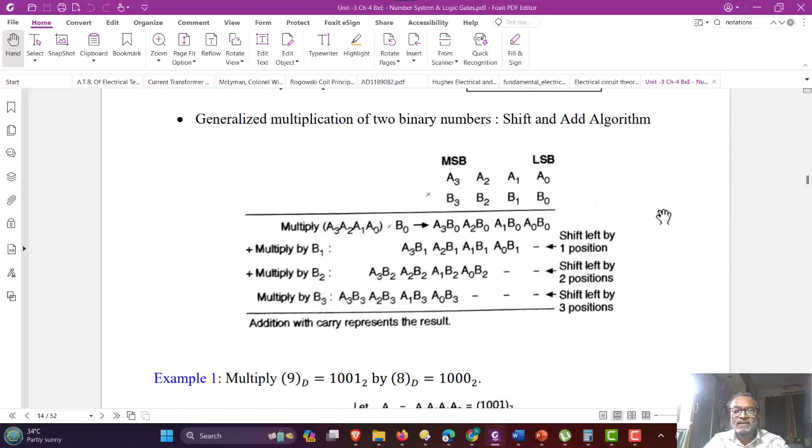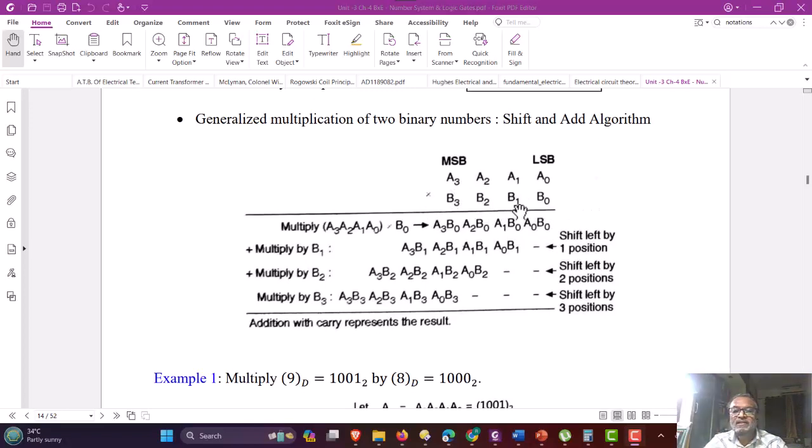So what we do normally in multiplication, we multiply bit by bit. First we take bit B0 and multiply number A, that is A0, A1, A2, A3, by bit B0. So B0 multiplies A0 to give A0 B0, then A1 B0, then A2 B0, then A3 B0. So that is the first term you are getting.